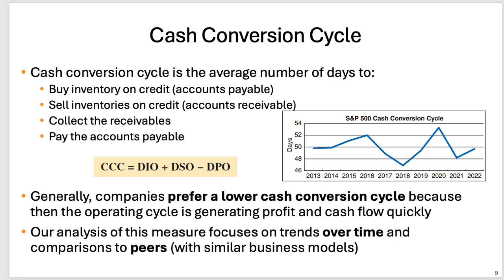Okay, so generally, a company will do better with a smaller, shorter cash conversion cycle, because what does that imply? It implies that your operating cycle is generating profit and cash quicker rather than slower. All right. So our analysis of each of these measures focuses on trends over time. You may look at that within the same company. Are you doing better or worse than in the historical past? Or how do you compare versus other competitors in the same industry, perhaps even in your marketplace?